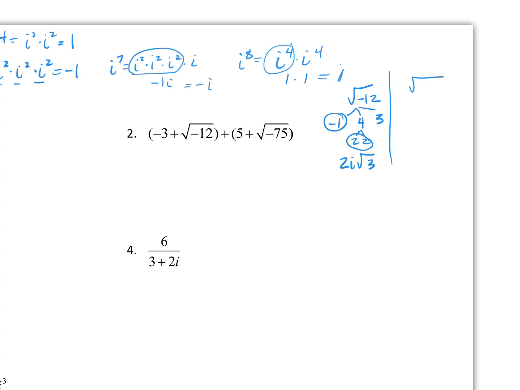Now, let's do the same thing with the other radical in the question. Negative square root of 75. Negative 1 times 3 times 25. Well, 25 factors down to 5 and 5. So I can take a 5 out, and then I can take i out because of the negative 1, and that leaves the square root of 3.